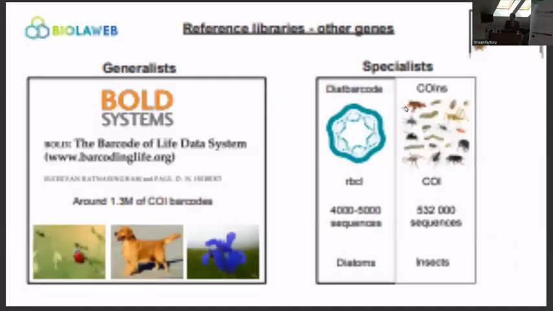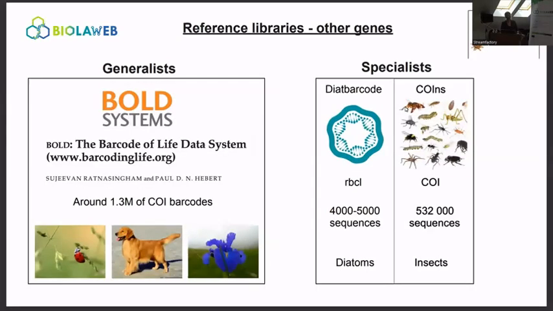For the other genes, I will mention the BOLD database. That is very important because you have more than 1 million barcodes, and you can also have information, as Agnès explained, of the specimen collection: if this sequence comes from a collection specimen, the localization, where the sample was taken, etc. For more specialist reference libraries, you have Diat.barcode that we developed in the lab, specifically for the rbcL gene for diatoms, and Frédéric will talk about this later.